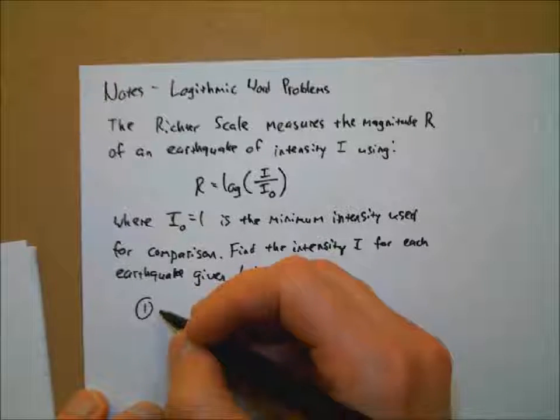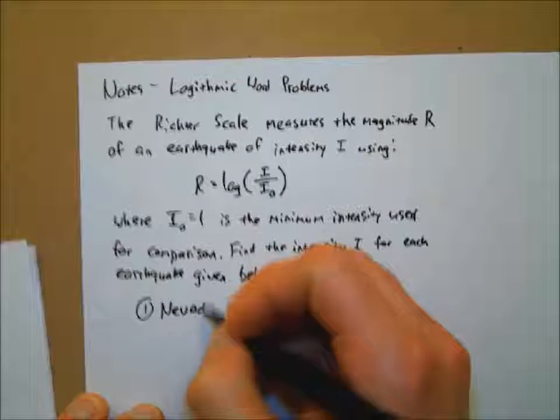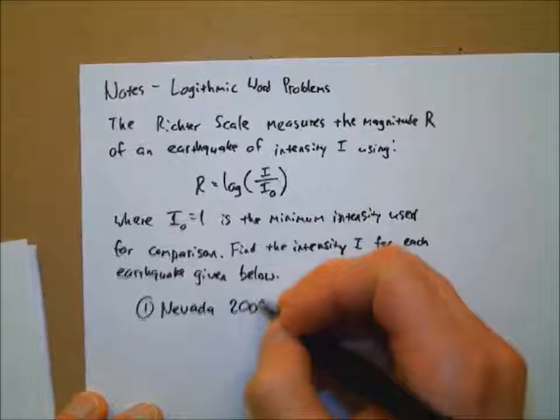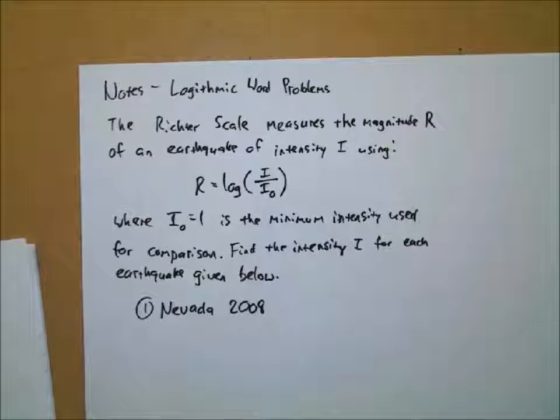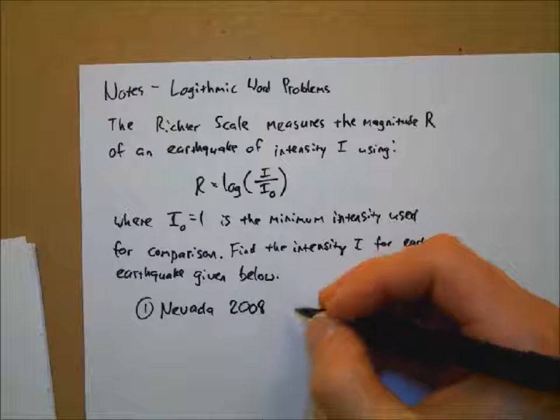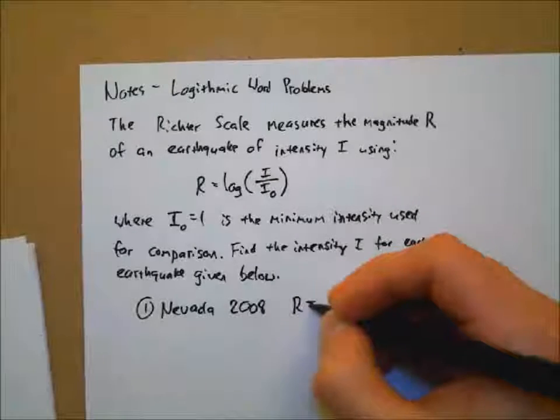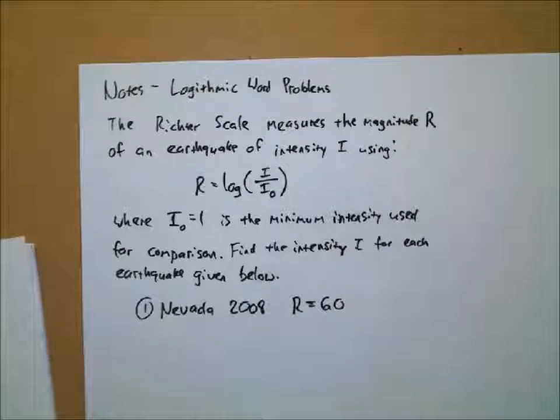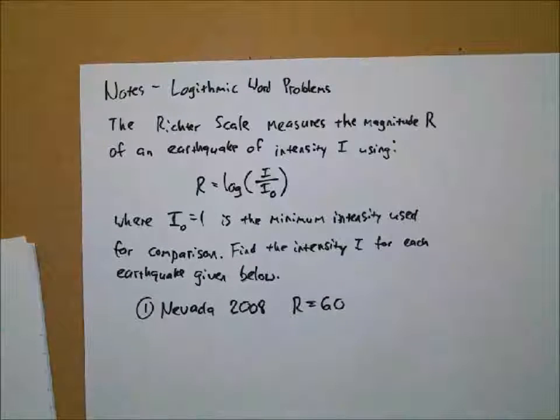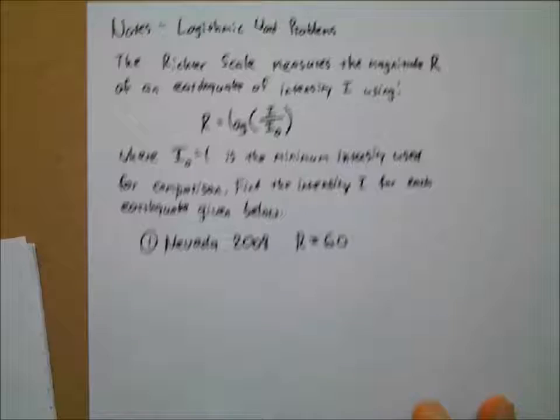So, for example, in Nevada in 2008, there was an earthquake there, and it was measured to be a 6.0 on the Richter scale. Nevada 2008, measured to be a 6.0 earthquake. So let's try and figure out what the intensity of that earthquake would be, in terms of the wave energy that was experienced there. So what does 6.0 translate to be?